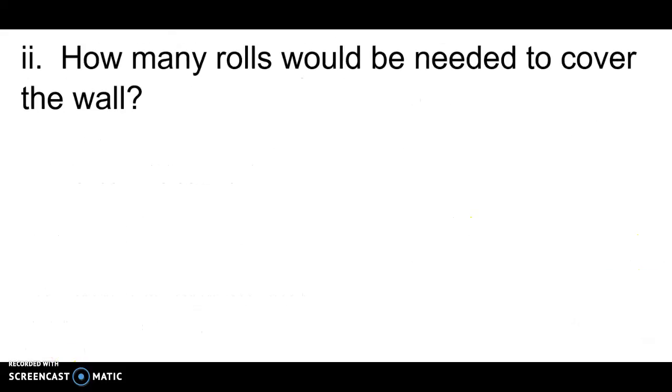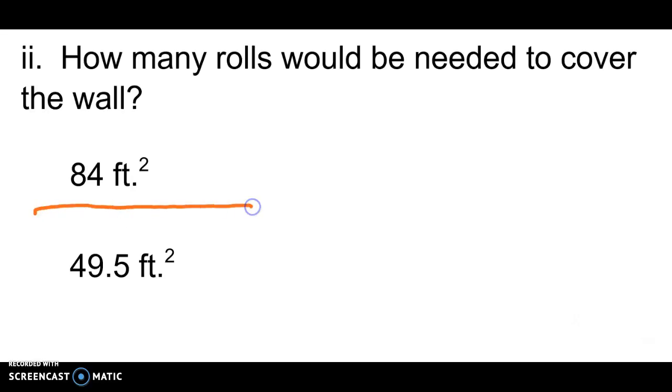Okay, so we're still on part B. This is just the second part. It says how many rolls would be needed to cover the wall. So we know we have 84 feet squared of our wall and we have 49.5 feet squared for one roll of wallpaper. So there are multiple ways we could solve this. I'm taking the area of my wall and dividing it by the area of one roll of wallpaper because I want to find out how many rolls of wallpaper I need all together.